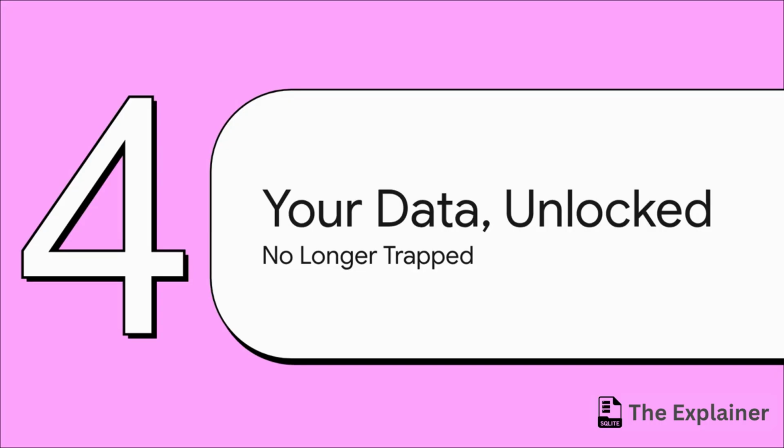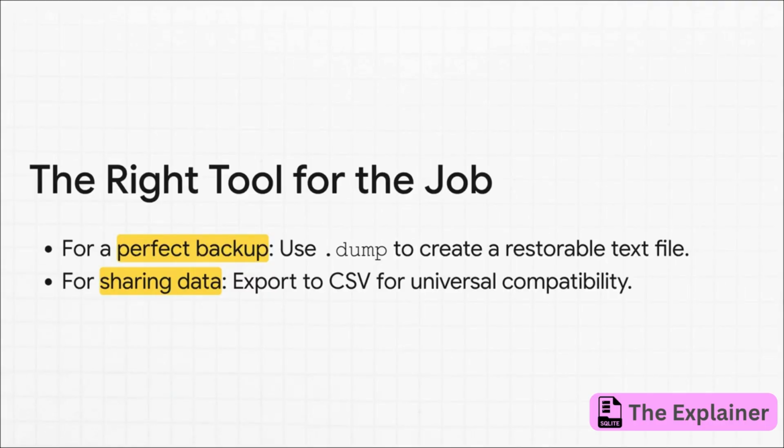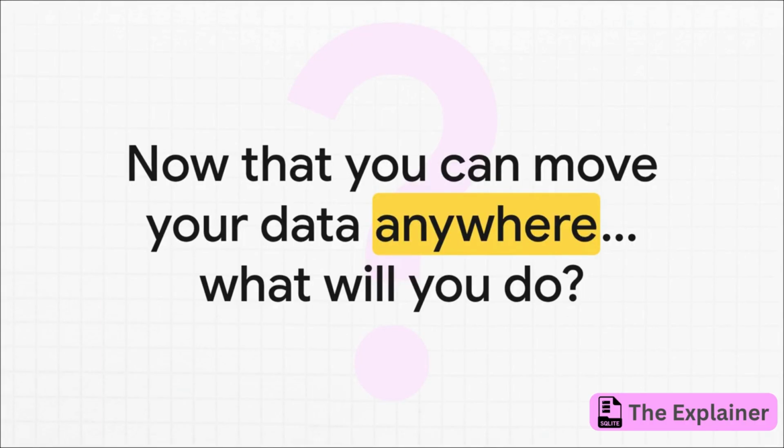By getting comfortable with just a couple of simple commands, you've completely unlocked your data. It is no longer trapped. So the most important thing to take away is this. You now have the right tool for the right job. When you need that perfect bulletproof backup that you can restore from, you use .dump. And when you need to share your data with the rest of the world, you export to CSV. 2 problems, 2 really elegant solutions. You know, this really is a game changer. Your data now has security and it has mobility. So the final question isn't about how to get your data out anymore. The real question is, with this new freedom, what incredible things are you going to do with it?